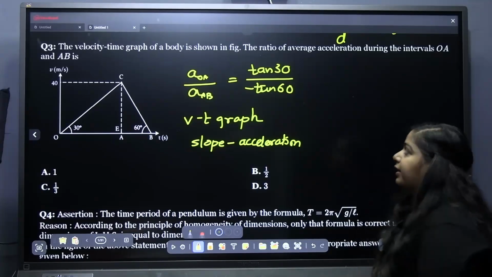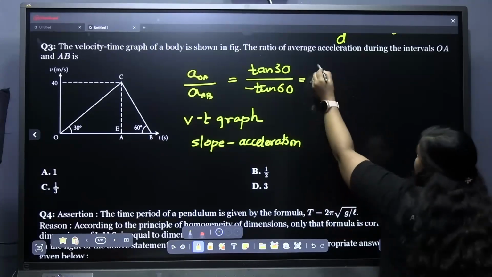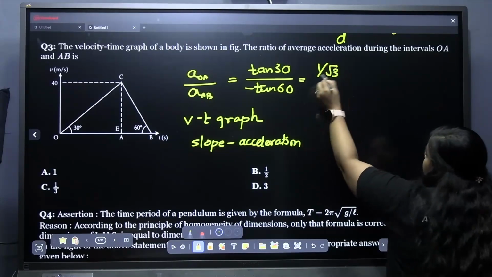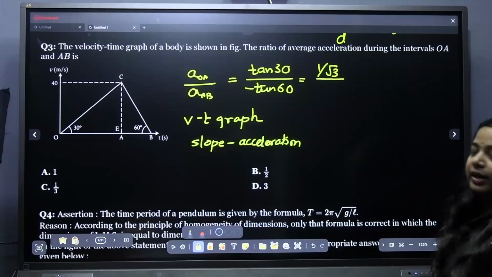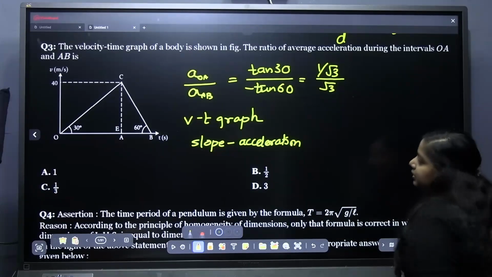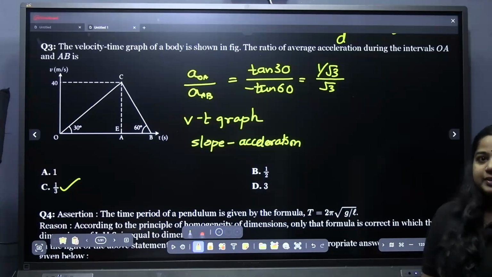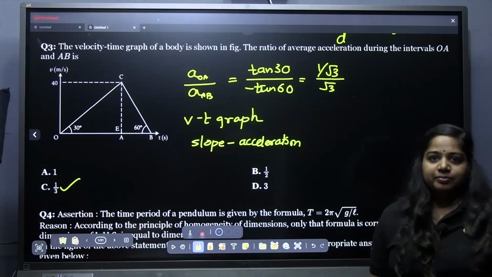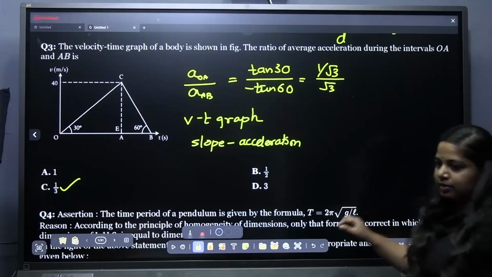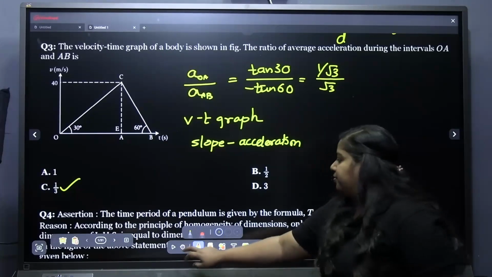Okay, and tan 30 is equal to 1 by root 3, tan 60 equal to root 3. So answer is 1 by 3. Is it clear for all? Okay. So let's see the next question then.